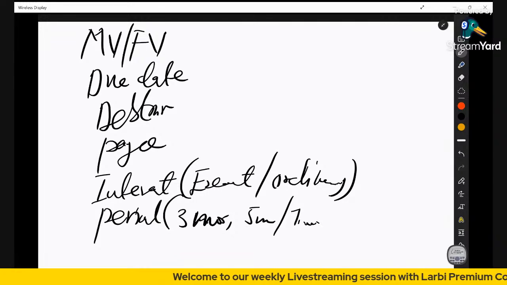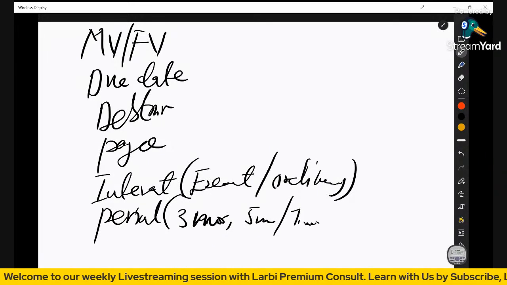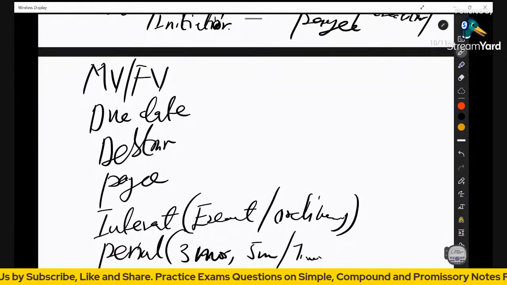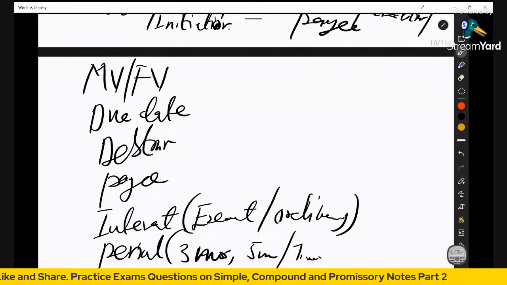So you see all these items as found on the promissory note. And this is what we need to understand going forward when it comes to promissory notes. And I believe that is clear. We also know that a promissory note may be interest bearing or non-interest bearing, right?